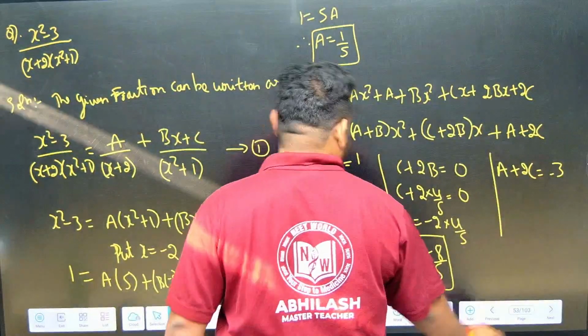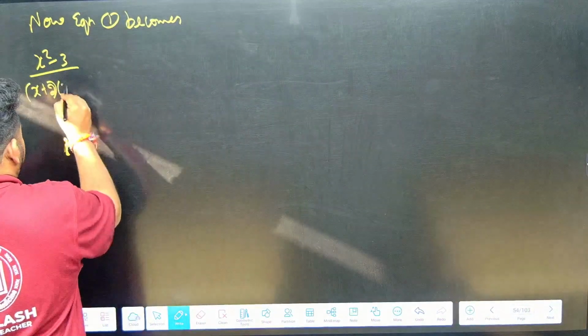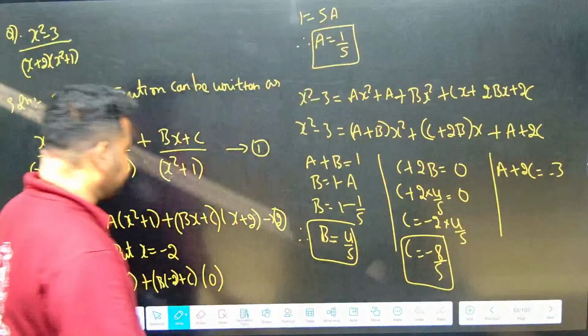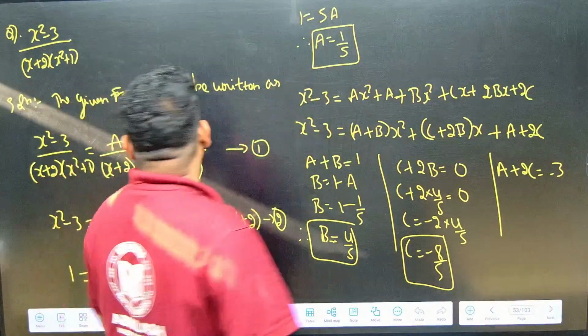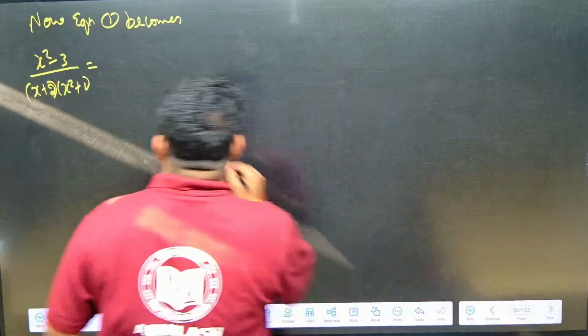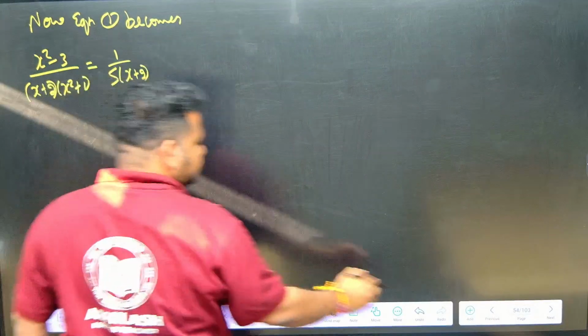x plus 2 into x square plus 1 will be equal to, a is what, friends? See here, a value is 1 by 5. So 1 by 5 times x plus 2. Okay. Next, what we are having?